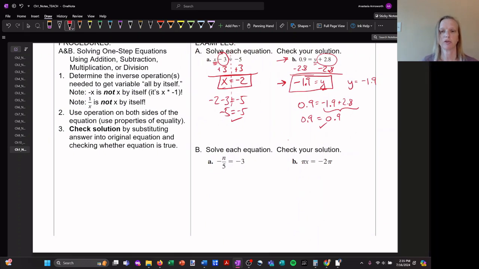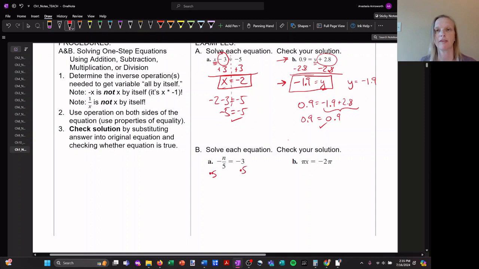Solve each equation, check your solution. Negative n divided by 5 equals negative 3. In this equation, n, the variable, is being divided by 5. So in order to get rid of that 5 that's attached to the n, we need to do the opposite of division. We need to multiply both sides of the equation by 5.